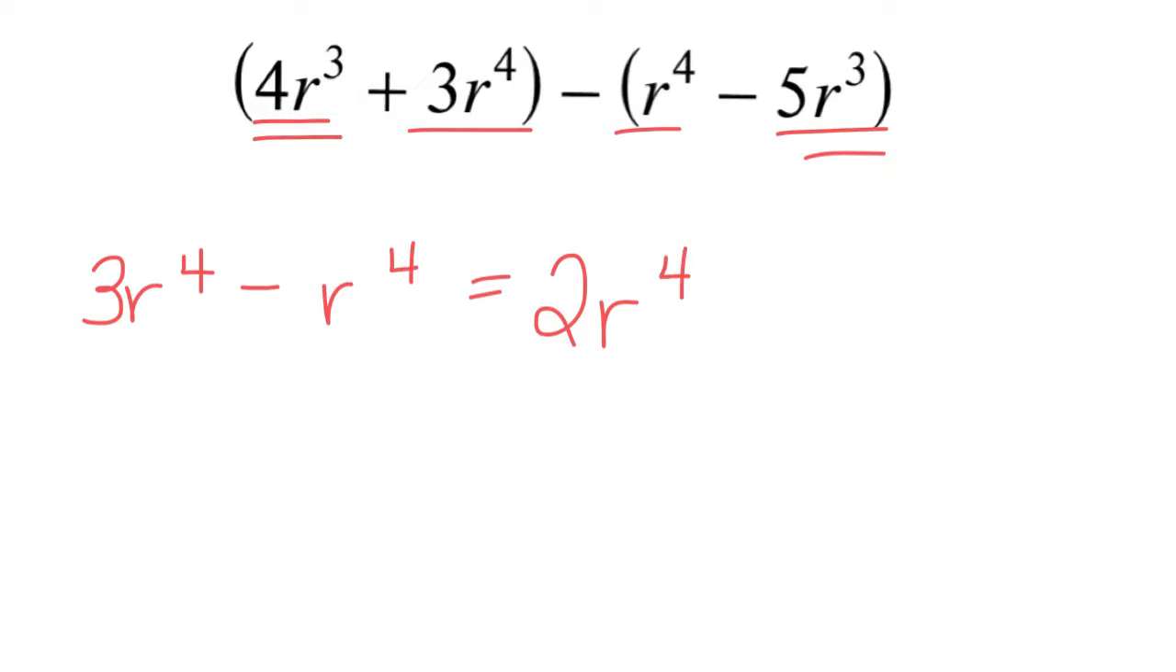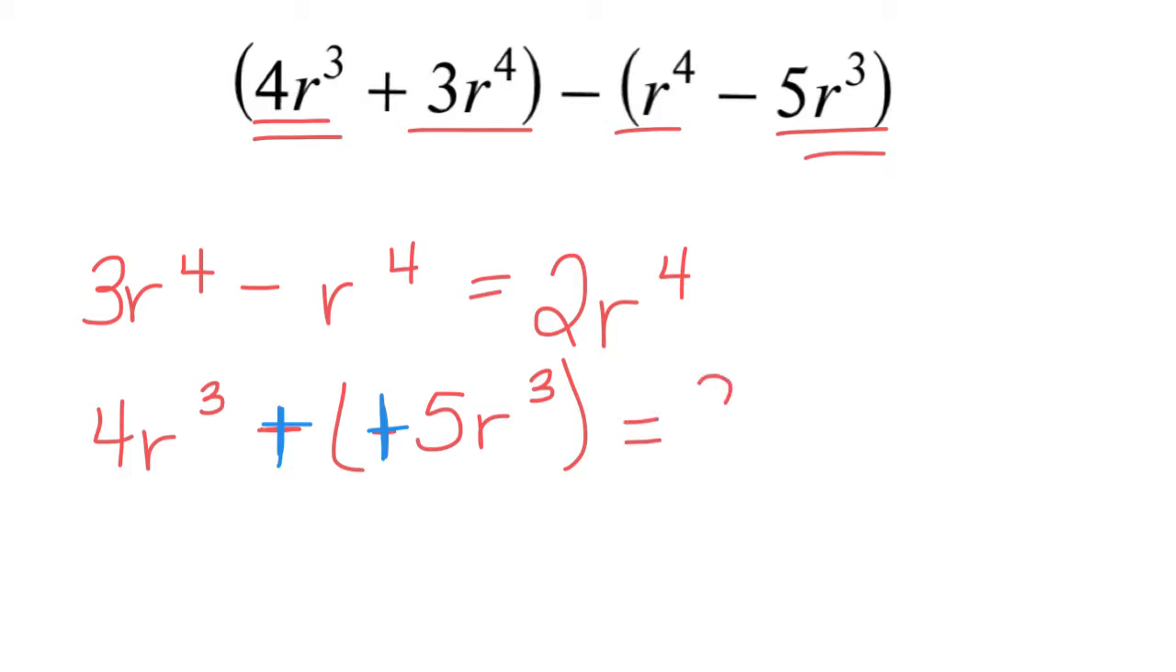Then I have 4r cubed minus negative 5r cubed. And I know that two negatives together make a positive, so I'm going to change those signs. So now what I have is addition. 4r cubed plus 5r cubed is 9r cubed. So my final answer is 2r to the fourth plus 9r cubed.